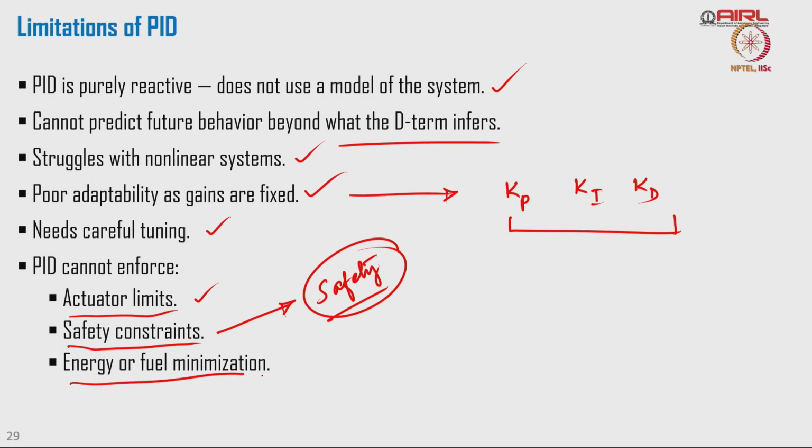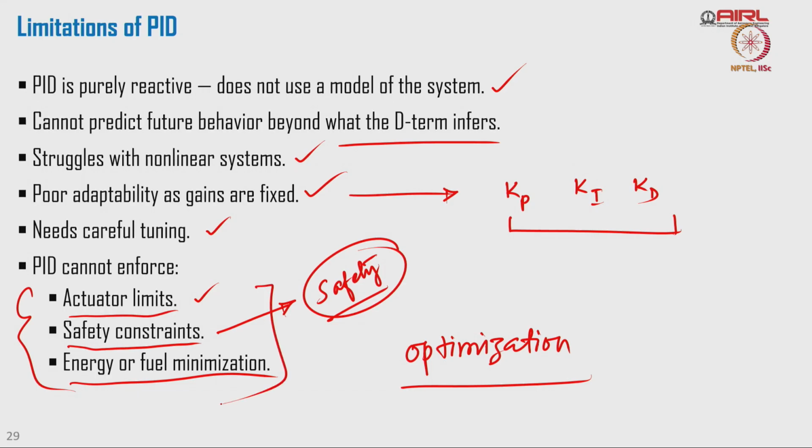Also energy or fuel minimization directly PID cannot handle. So, these are some kind of constraints which we have to do in terms of optimization. Okay. And what we are doing in PID is not the same thing. So, PID faces certain problems in enforcing these terms or this criteria.